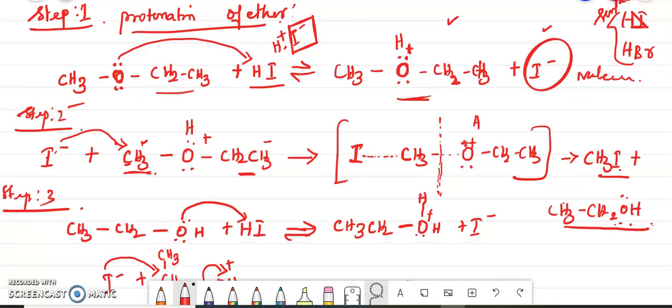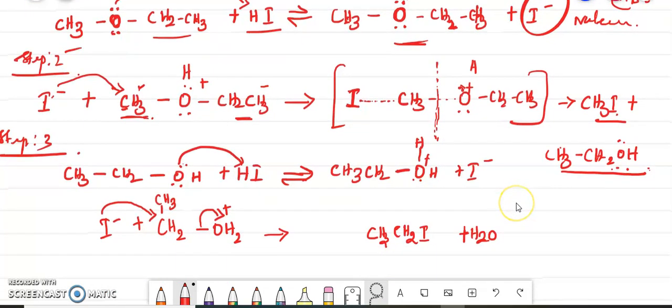In the third step, when the hydrogen iodide is in excess and the reaction is carried out at high temperature, ethanol reacts with another molecule of HI and is converted into ethyl iodide. Let me show it again. The CH3CH2OH compound reacts with the excess hydrogen iodide. The oxygen atom will attack the hydrogen and make a protonated compound. You know the first step, so again the same step will happen.